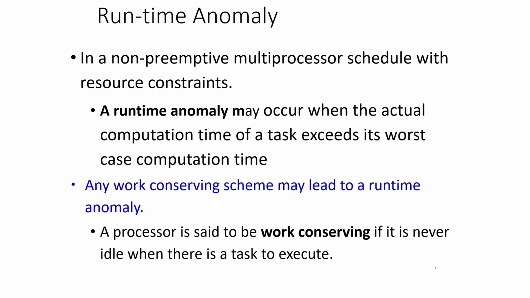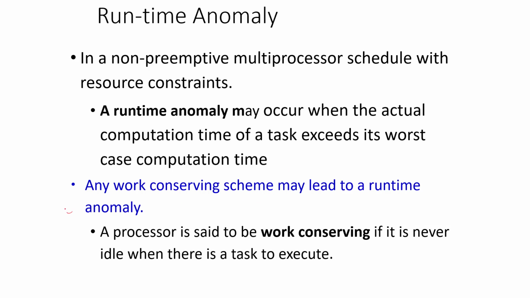Such schemes are known as runtime anomalies, where what can happen is that in a non-preemptive multiprocessor schedule with resource constraints, a runtime anomaly may occur where the response time of a task will actually become quite high. It may exceed its deadline, in the sense that it is possible you had fewer resources, a task was meeting its deadline, you increase the resources, and it started exceeding its deadline.